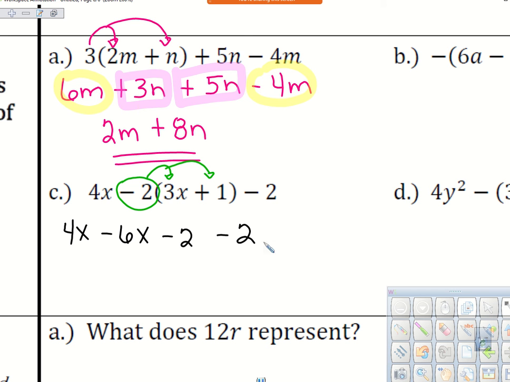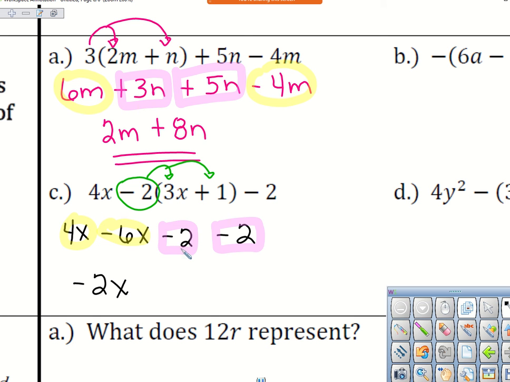So now we're identifying our like terms after I have gotten rid of the parentheses. 4x and negative 6x are like terms. And then negative 2 and negative 2 are like terms. So I'm adding my coefficients. 4 minus 6 is negative 2x. Negative 2 minus 2 is negative 4.